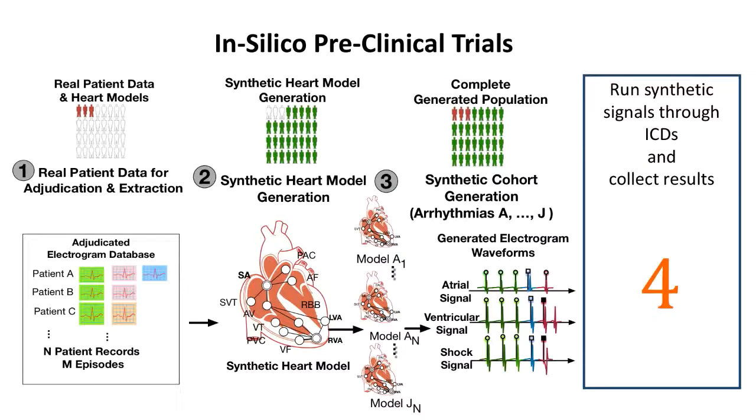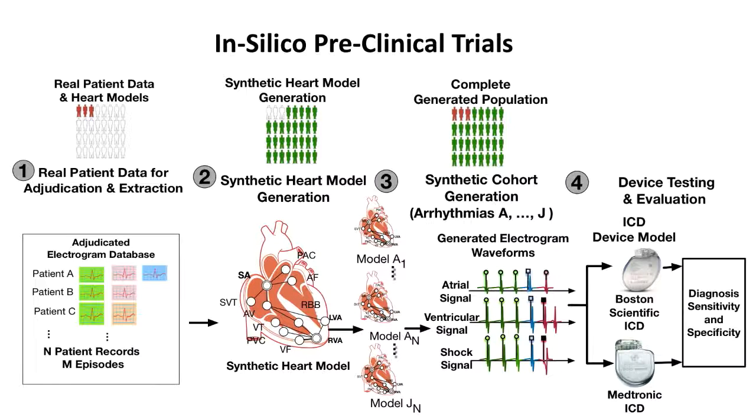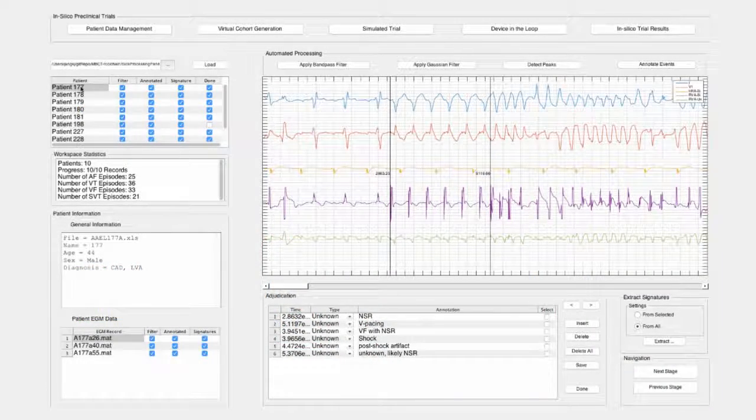Each heart model represents a patient with one disease or condition. We simulate this heart model to obtain the electrograms or heart signals. Finally, we feed these electrograms to the devices and calculate their performance. Now we'll demonstrate how to run an in silico preclinical trial with our toolchain.